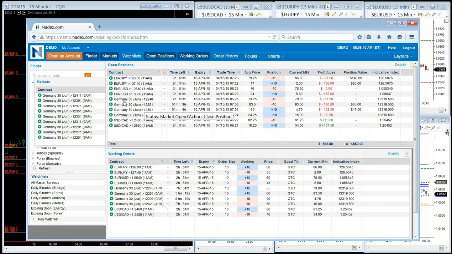You also see on the DAX, I've got one that expires in 8 hours, one in 51 minutes, another one in 51 minutes, another one in just about 8 hours. On the Canadian, I've got almost 3 hours on those. Okay? Everybody understand that?